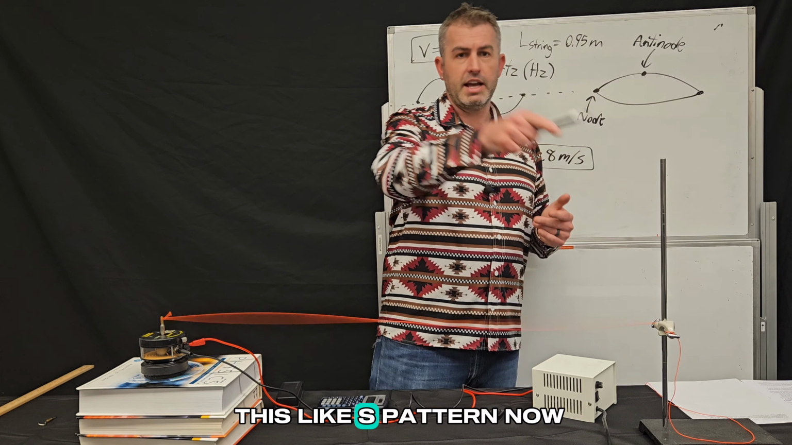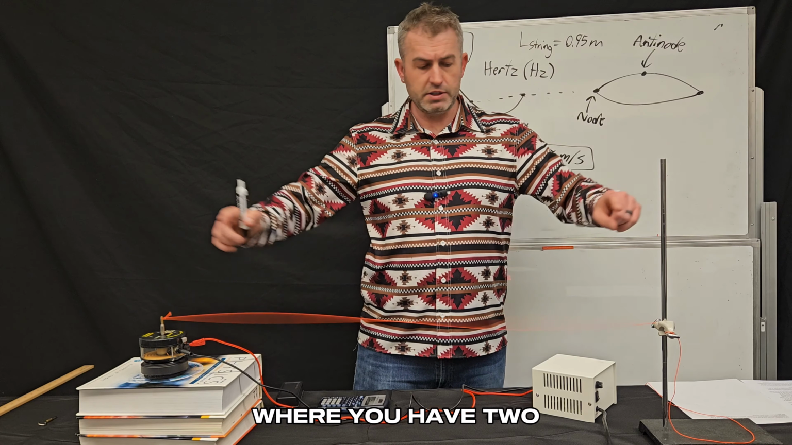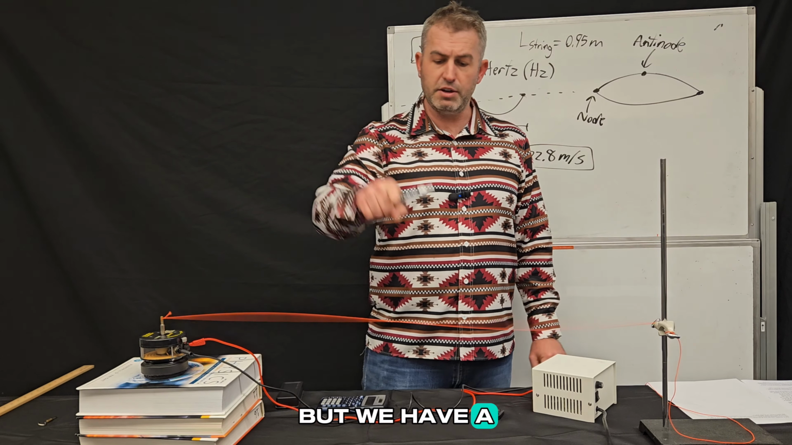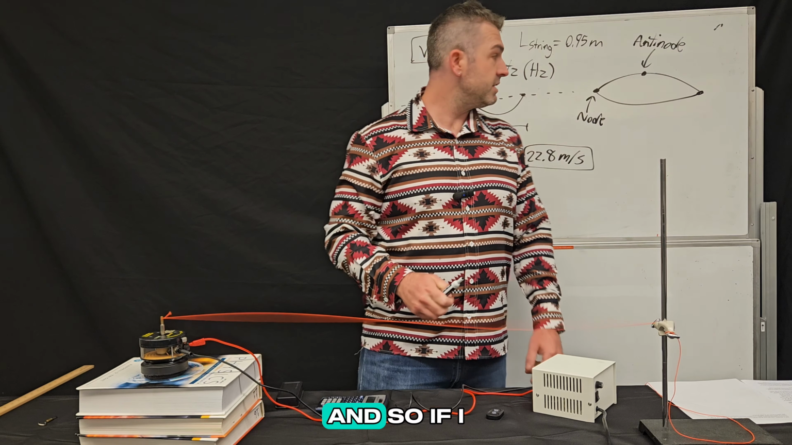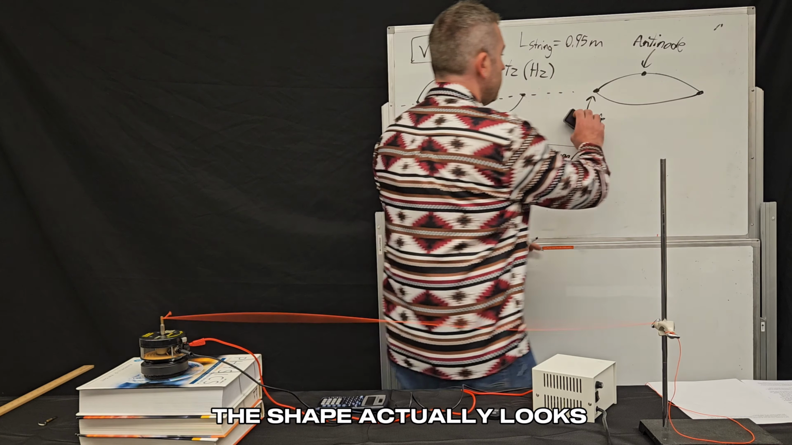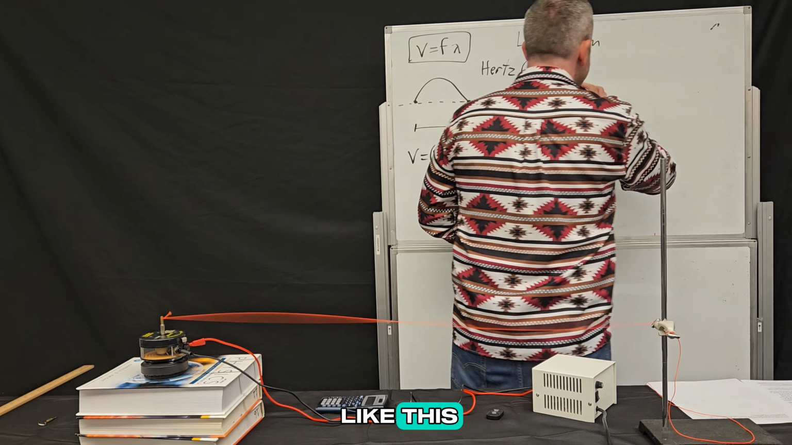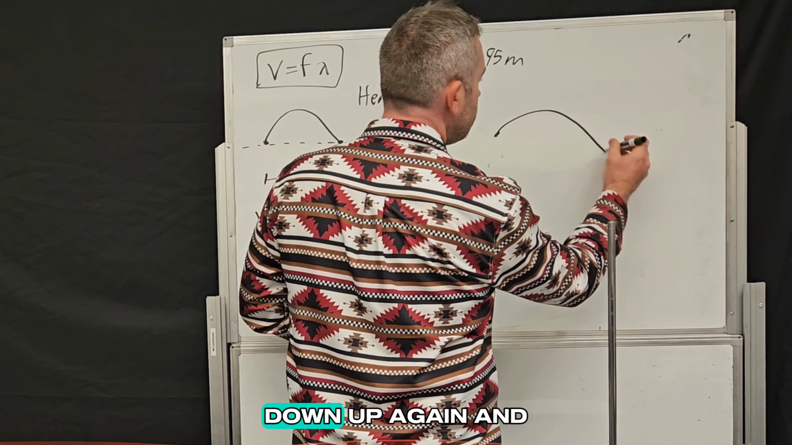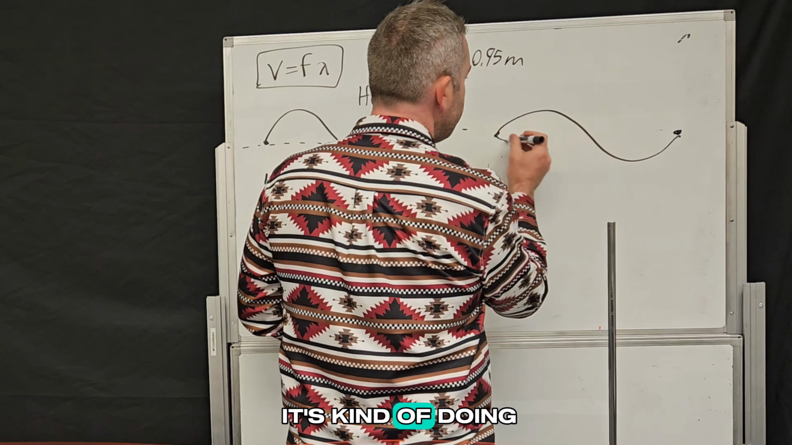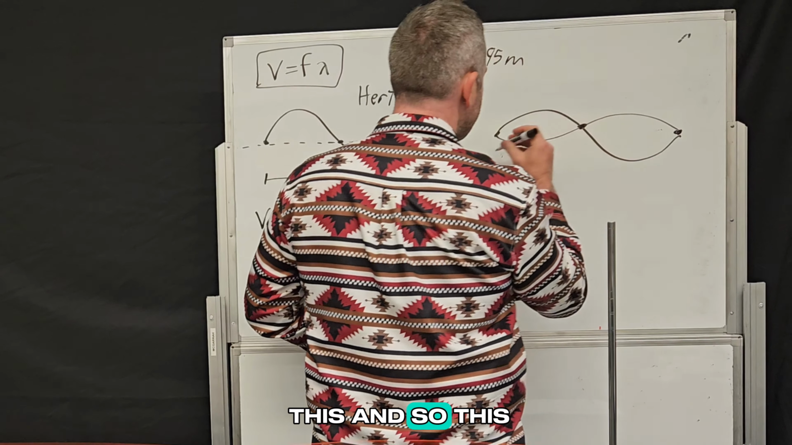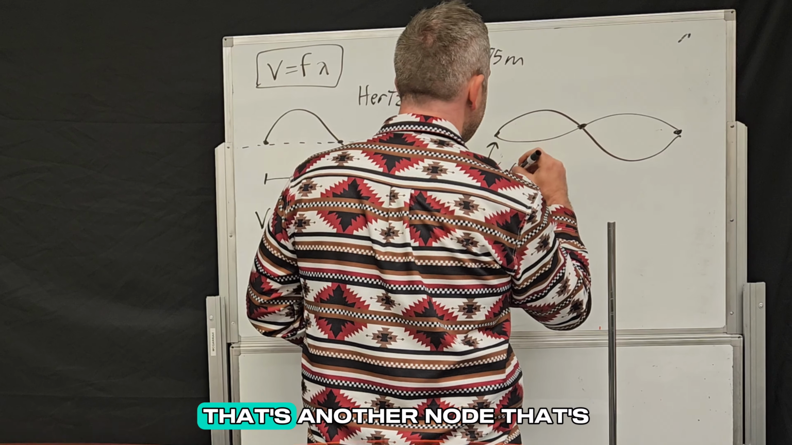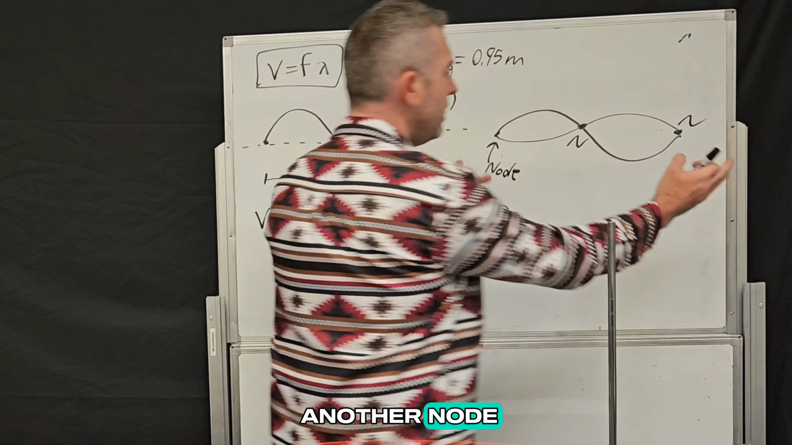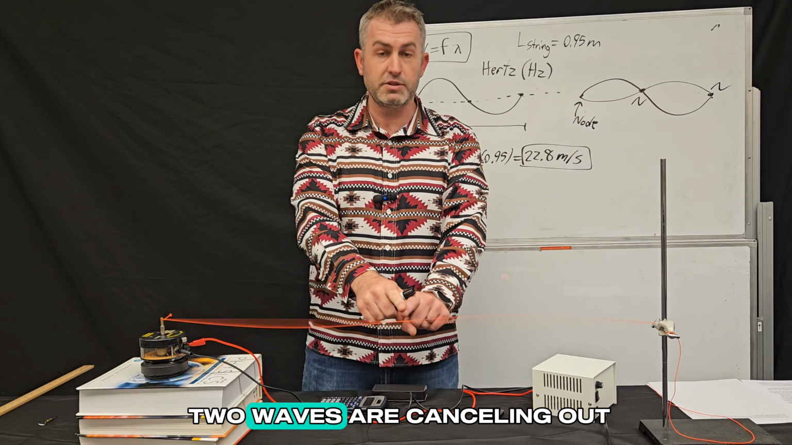So it's kind of this S pattern now, where you have two nodes on the side, but we have a new node in the middle, right? And so if I were to draw this, the shape actually looks like this now. We have a node, then it goes up, down, up again, and it's kind of doing this. And so this is a node, that's another node, that's another node.